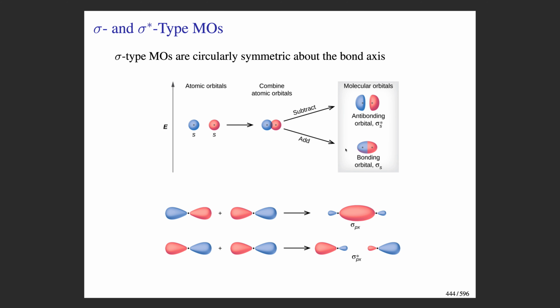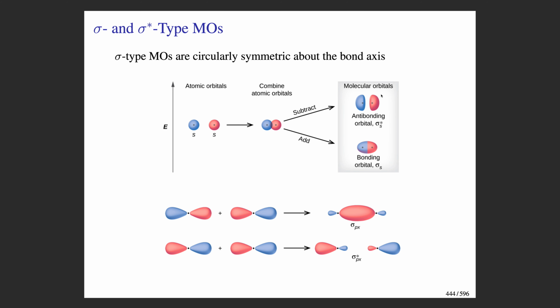It has the sigma type of structure in the sense that if you look down the bond axis, you'll see that it has a circular or cylindrical symmetry. And since it's composed from s orbitals, we'll call it a sigma s orbital. If you look at the subtraction of the two atomic orbitals, you end up forming a node between the two atoms. So this molecular orbital wave function actually goes to zero right in between the two atoms. It has a nodal plane. And so this is what you get for the anti-bonding case. And so this would be a sigma star s.